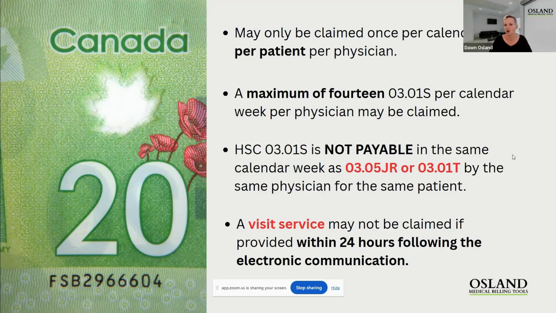Now, I will caution you when it comes to using your billing codes for emailing. It can be a little like using a secret decoder ring. It is not payable in the same calendar week that a 03.05JR took place, or during the same calendar week where a 03.01T took place. And in addition, to make it even more complicated for us, a visit service, so a 03.03A, a 08.19G, any type of visit service cannot be claimed if provided within the 24 hours following the email.